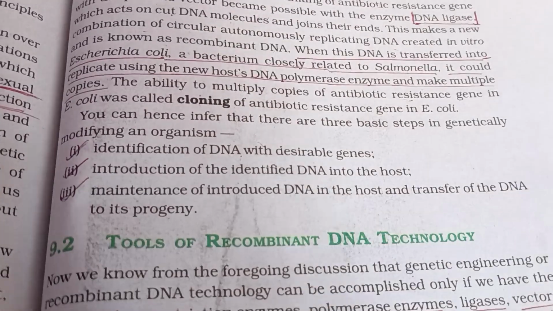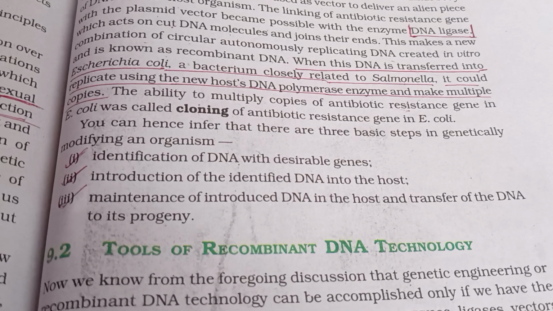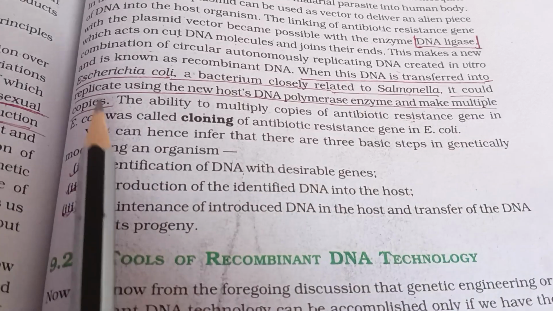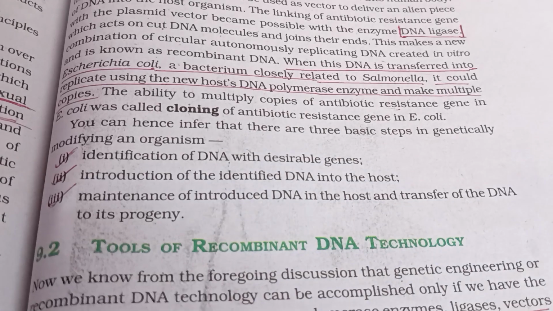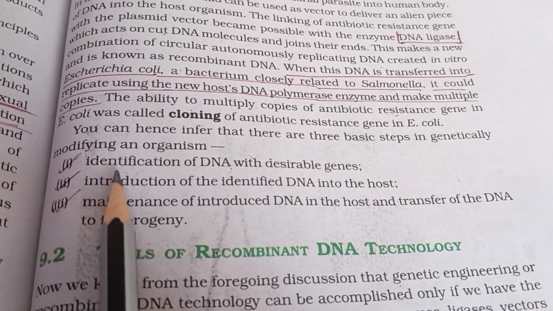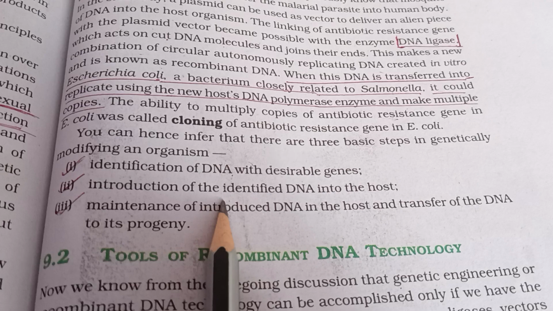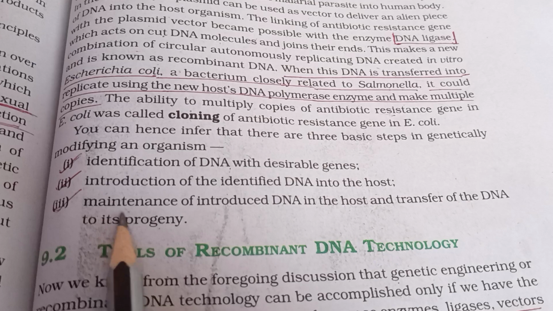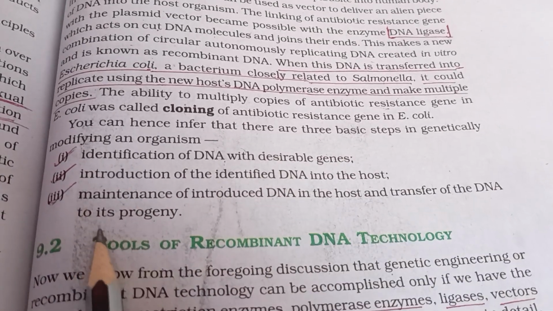The ability to multiply copies of antibiotic resistance genes in E. coli was called cloning of antibiotic resistance gene in E. coli. You can hence infer that there are three basic steps in genetically modifying an organism. First is the identification of DNA with desirable genes. Second is the introduction of the identified DNA into the host. Third is the maintenance of introduced DNA in the host and transfer of the DNA to its progeny.